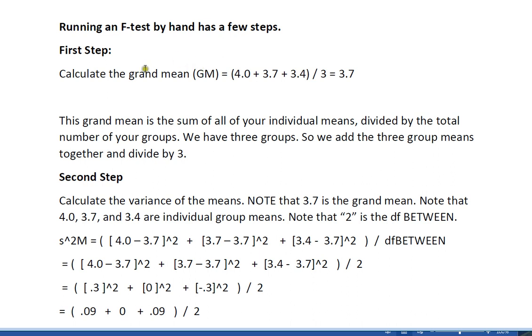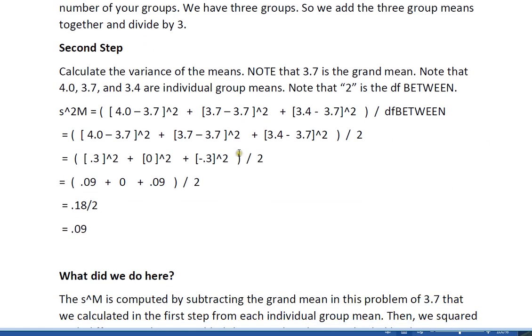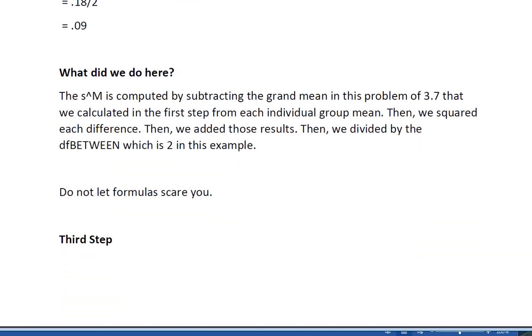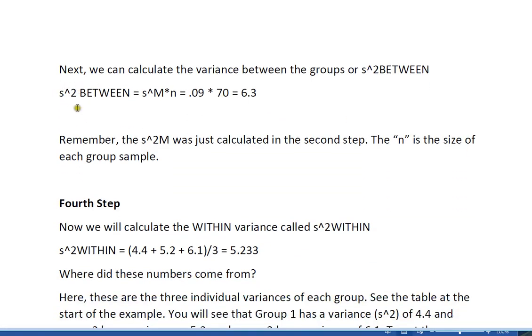In the first step, we got the grand mean by adding up all the sample means and dividing by the total number of groups. That's sort of an average of the average. In the second step, we calculated the variance of the means. By doing this, we subtracted that grand mean from each of the individual sample means. We squared each value, added them up, and then divided by df between, which is 2 in our case. Then we took this value to go to the next step so that we could calculate the variance between.